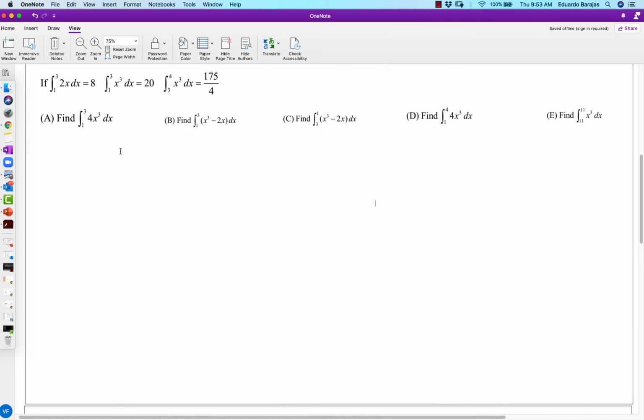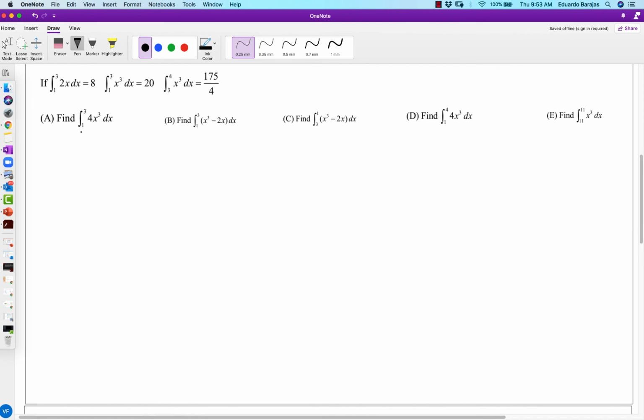Okay, so for example, for part A, the integral from 1 to 3 of 4x cubed. So notice that that looks an awful lot like this one, from 1 to 3 of x cubed dx. And we know that's 20. Luckily, one of our properties says that the 4, which is a constant, can be brought out.